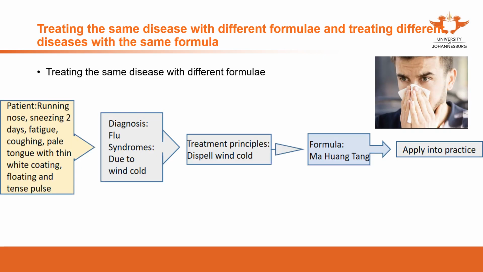Okay. Then there's another gentleman. He got a runny nose and sneezing for 2 days. He feels fatigue, coughing, with a pale tongue with thin white coating. He also got a floating pulse and a tense pulse. The diagnosis was still the same. This patient was also a flu patient, but the syndrome was due to wind cold. The treatment principle is to dispel wind cold, and then we choose another formula, Ma Huang Tang. We apply it into practice. This patient also recovered.